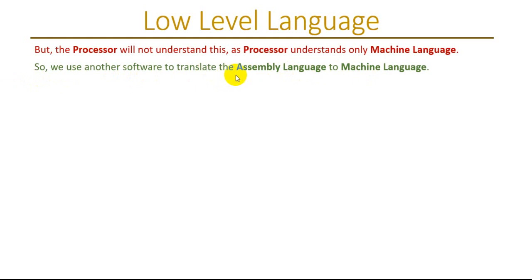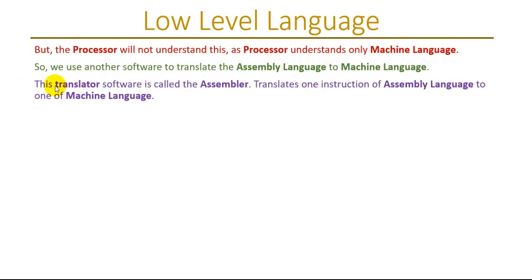Remember, this assembly language has to be translated to machine language. So let's see a diagram. Before we go to the diagram, there is a name for this. The translator who takes the assembly language and converts it to machine language is known as an assembler. And the assembler translates one instruction of assembly language to one of machine language.